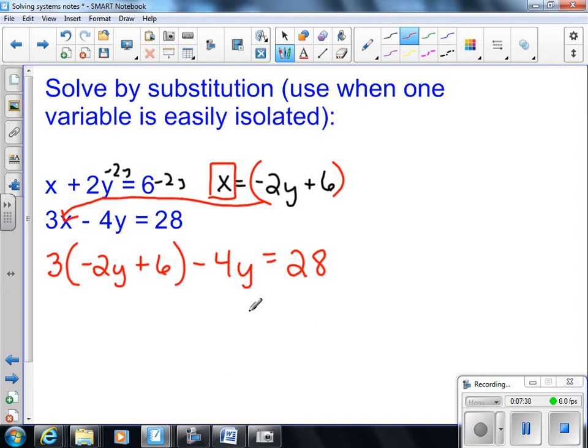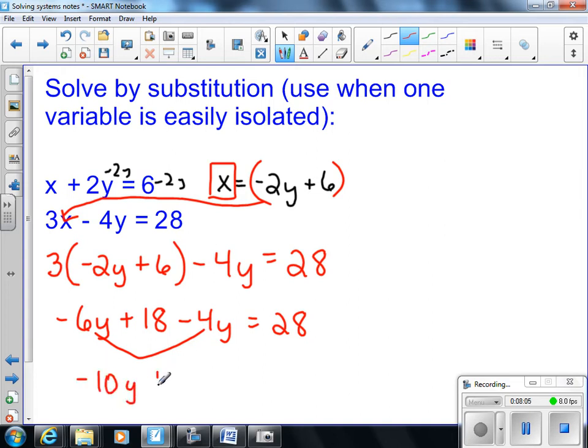Okay, now use your rules of mathematics or algebra. What do I do next? Distribute, and what do I get? Negative 6y plus 18, minus 4y, equals 28. Now what can I do? I can go ahead and combine my like terms. They're on the same side, and what do you get? Good. Negative 10y plus 18 equals 28.